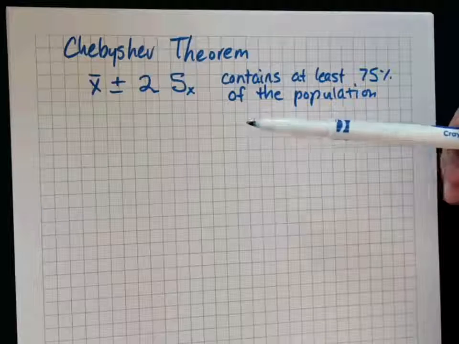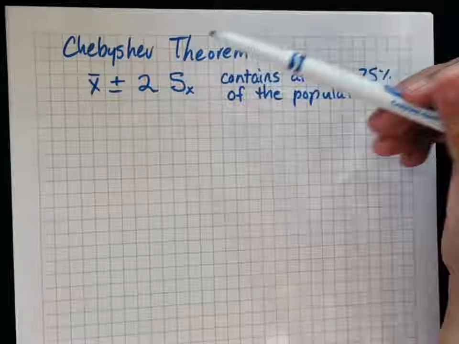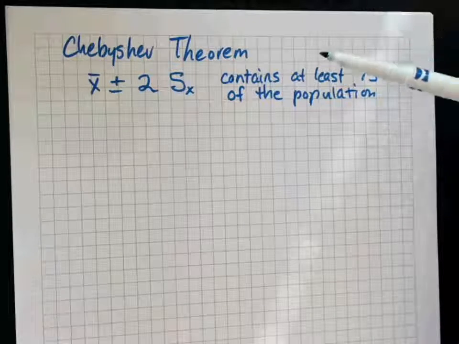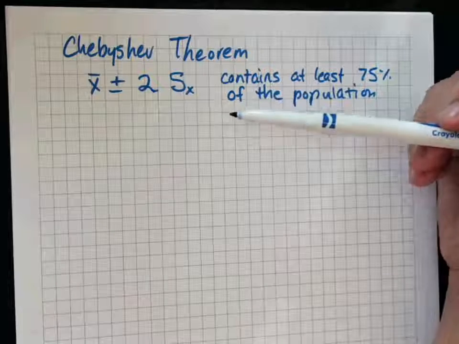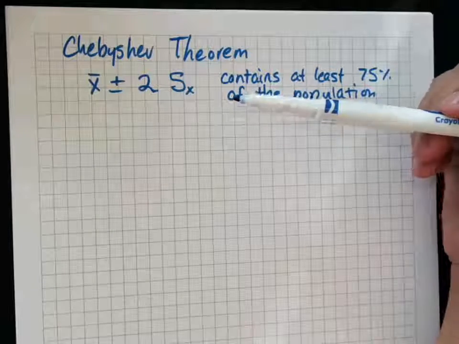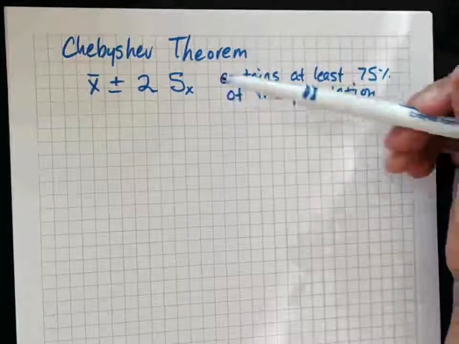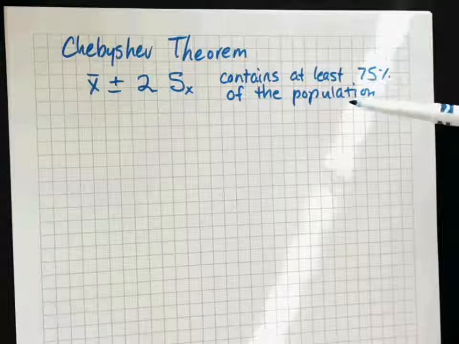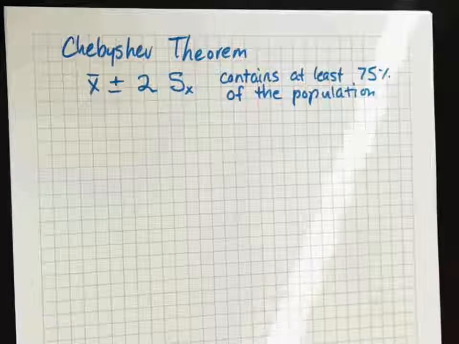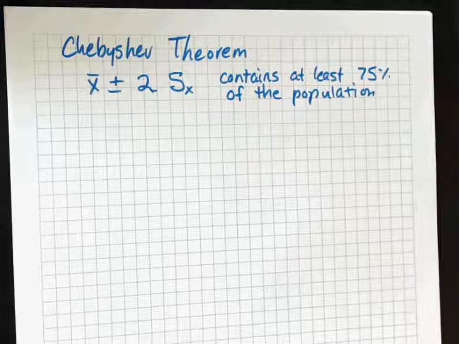In the spring I'll teach you about normal distributions, and we'll find out that this is actually 95% for normal distributions, not something you need to know now. But normally we need to know the shape of the distribution. The good news is when we do know the shape, we understand even better. So this is sort of a worst case scenario, all right? You might contain more than 75%. So he figured out the worst case scenario. So what does that mean?